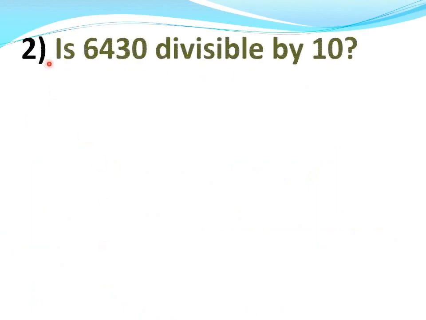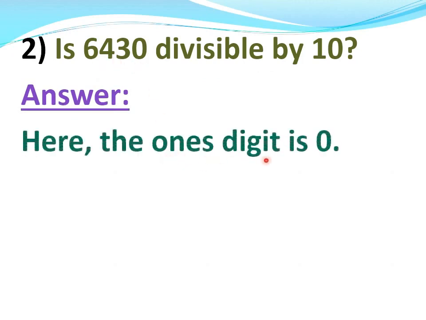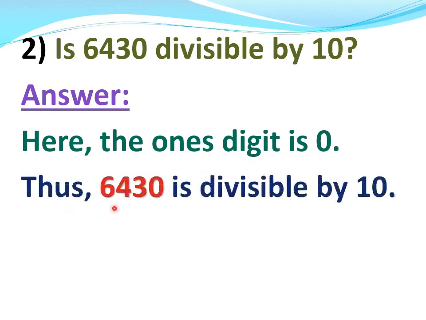Question number 2: is 6430 divisible by 10? Here in the given number 6430, the ones digit is 0. Thus 6430 is divisible by 10.